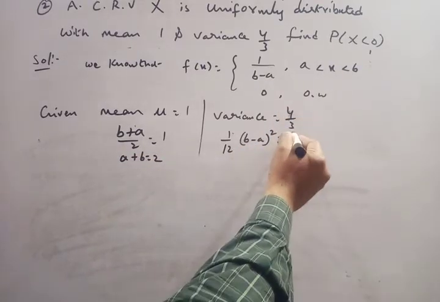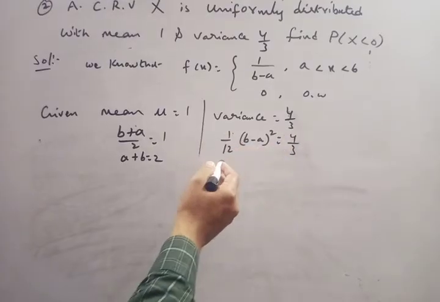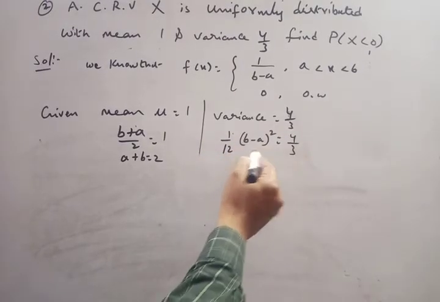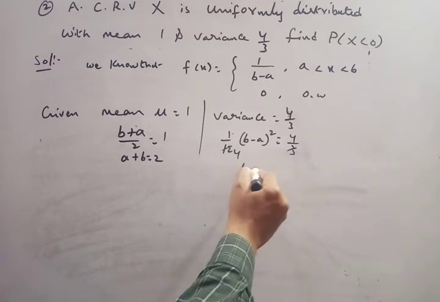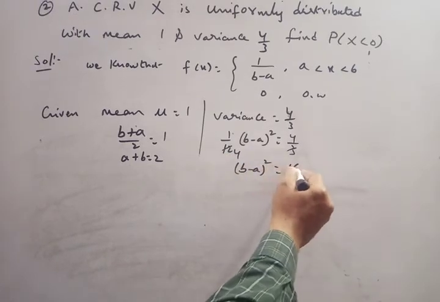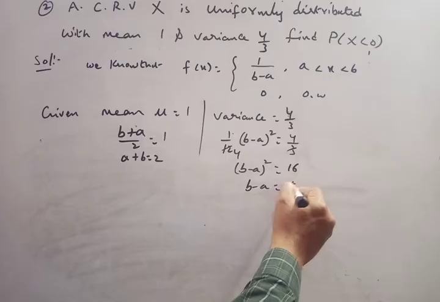4 by 3. So the variance formula is 1 by 12 into (b minus a) whole square is equal to 4 by 3. 3 ones are 3, 4 threes are 12, so (b minus a) whole square is equal to 16. b minus a is equal to plus or minus 4.